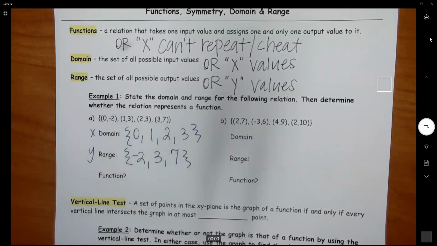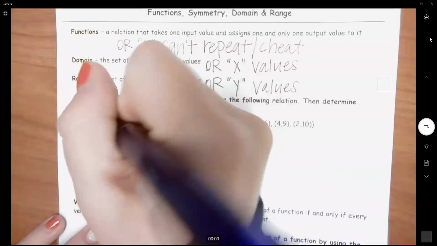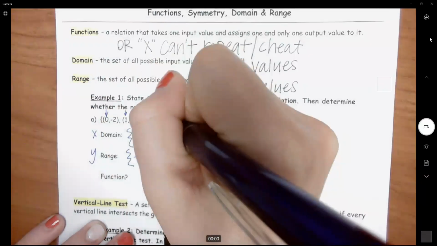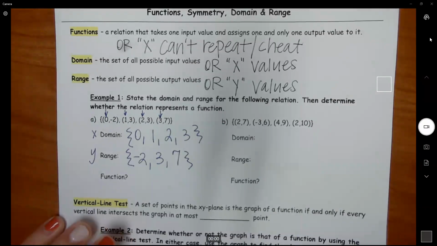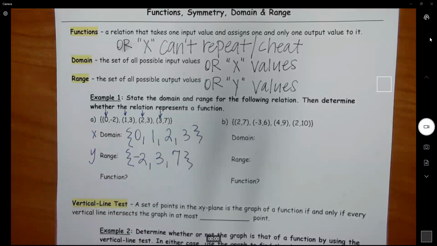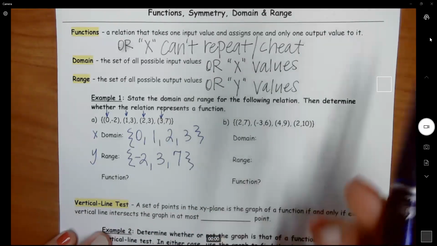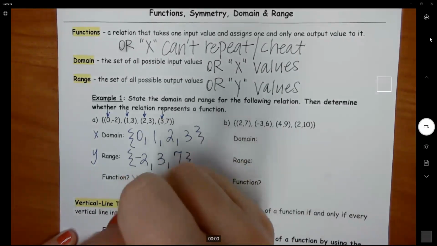So then the question is, after I find the domain and range, is this a function? When I'm determining if this is a function, I am only looking at my X's. Does my X repeat? No, it doesn't. Because X does not repeat, that means that this is a function. So is it a function? Yes.